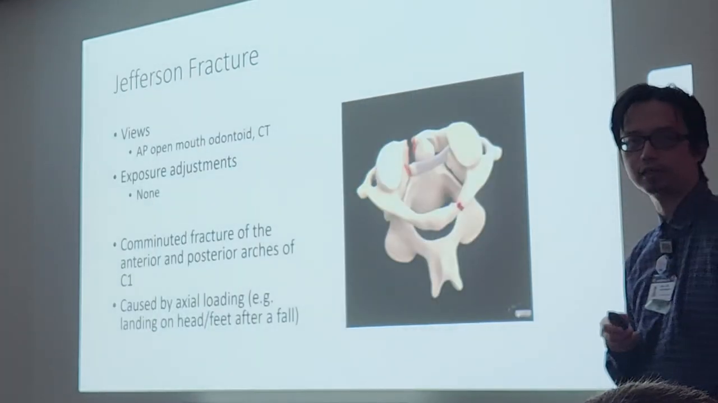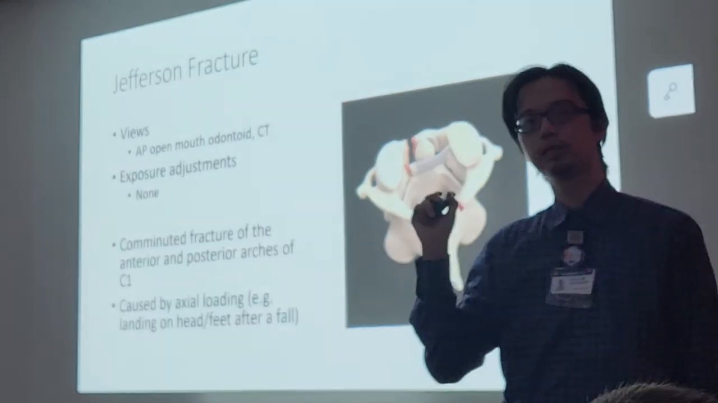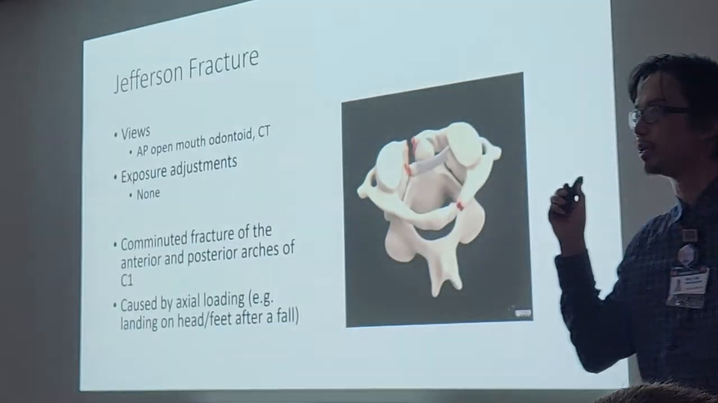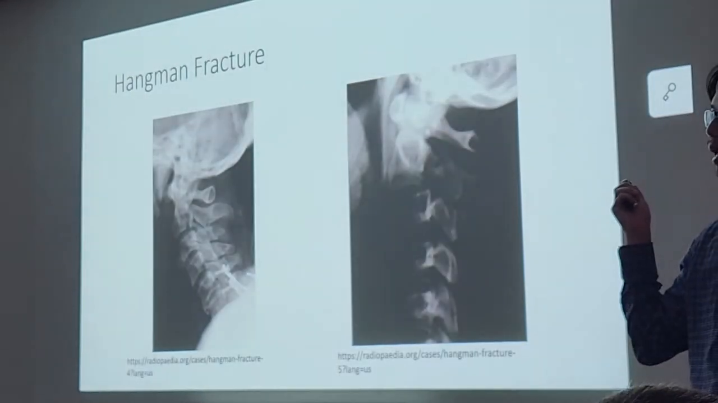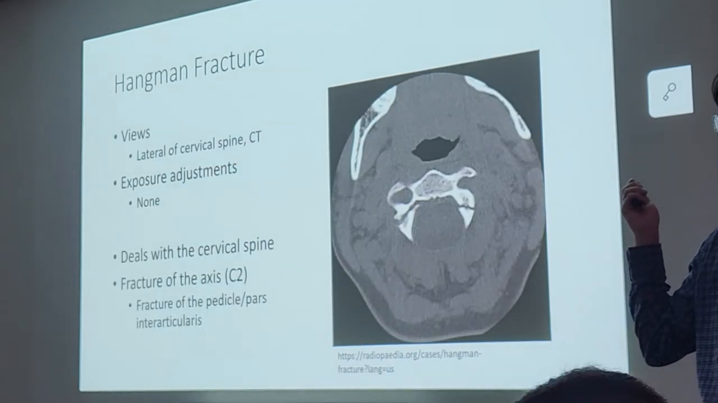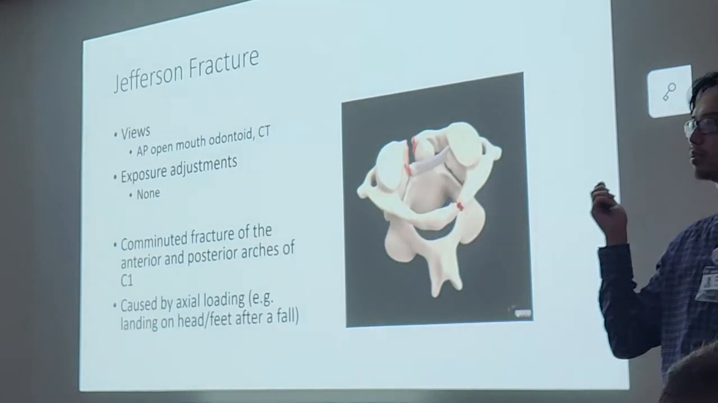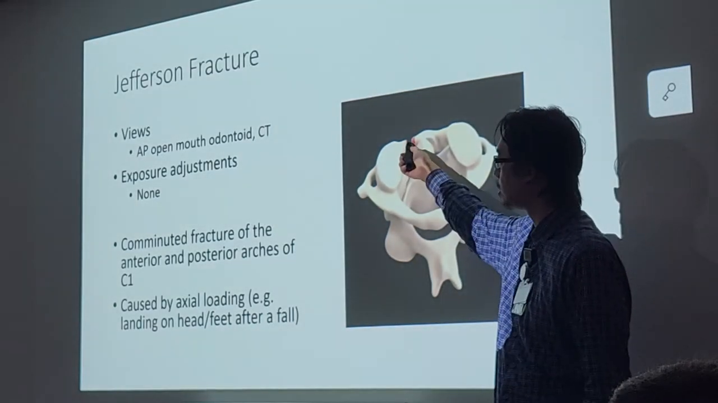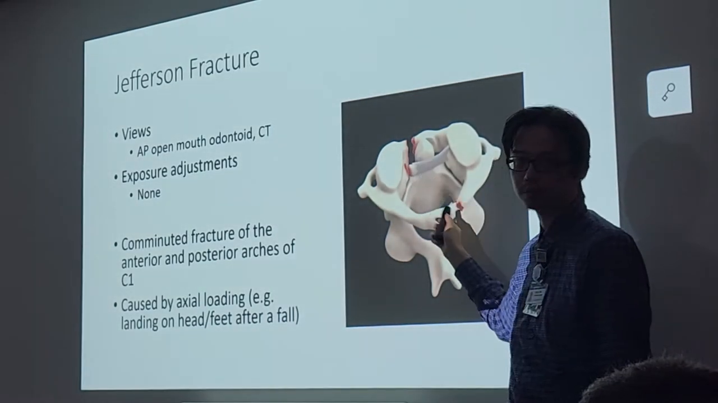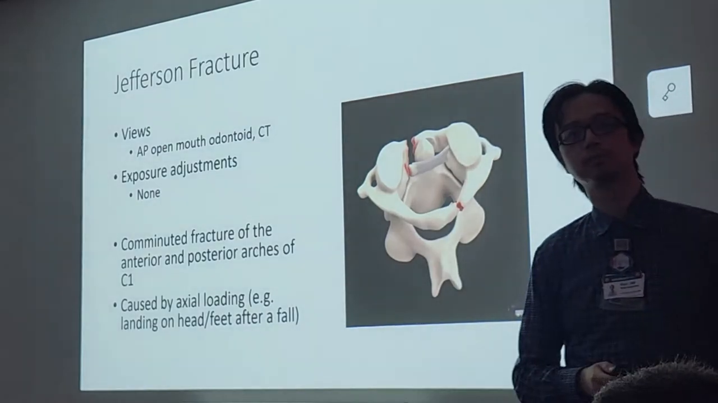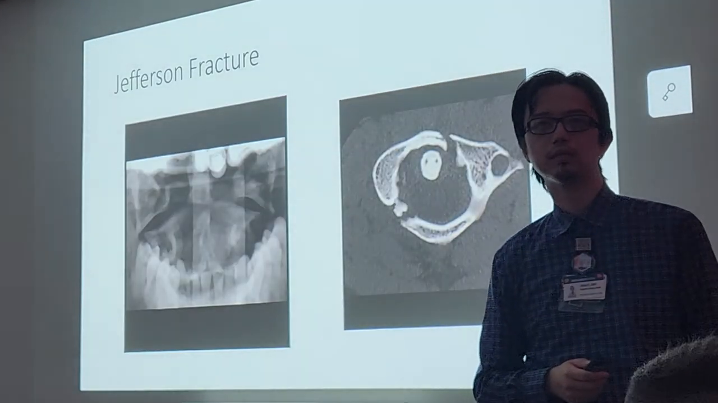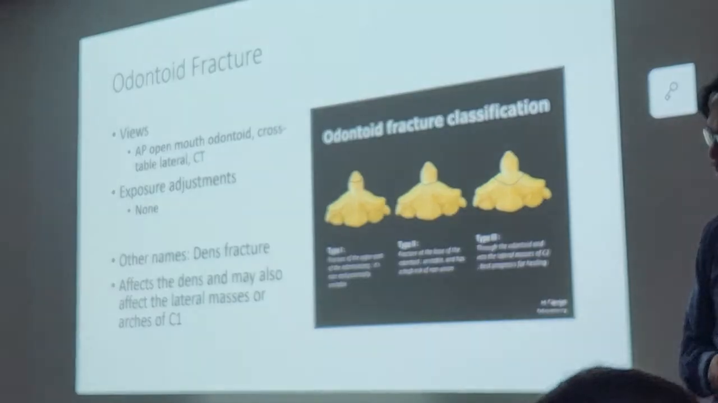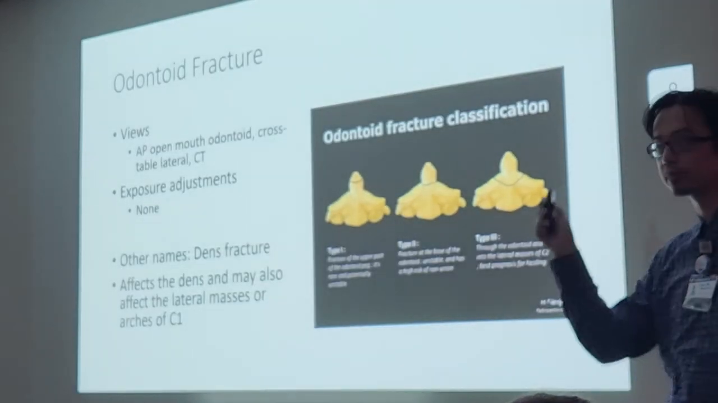Okay, Jefferson fracture. So this one is of C1 instead of C2. Hangman, C2. Jefferson, C1. Once again, this time dealing with the arches here, anterior and posterior arches. All right, and that's where we left off last week.